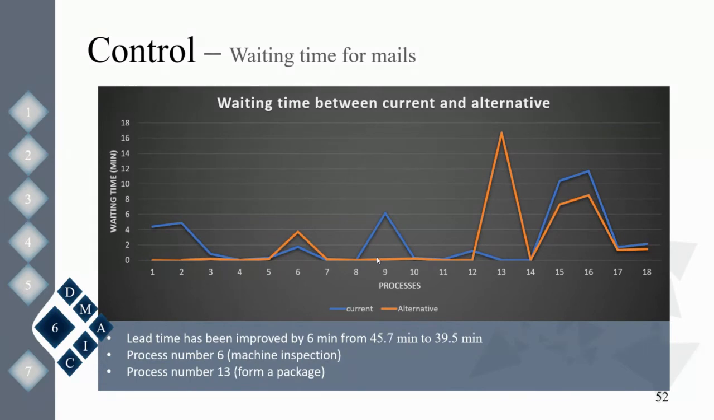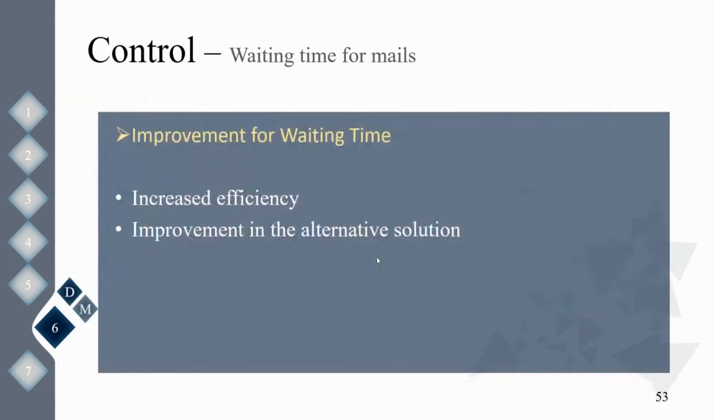As for process number 13, which is pharma package process, the waiting time has increased due to the smaller number of employees, which are 6 employees with 4% of utilization in the current state and will be 1 employee in the alternative solution with a utilization percentage of 25.13%. Next, in the alternative solution, fewer workers are needed to do the same job with more efficiency, and waiting time has been improved by 6 minutes from the current to alternative solution. And now my colleague Abdulrahman will continue.